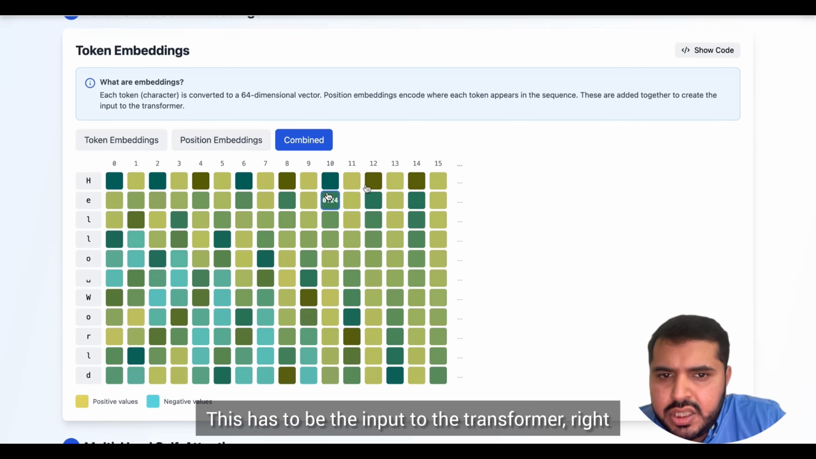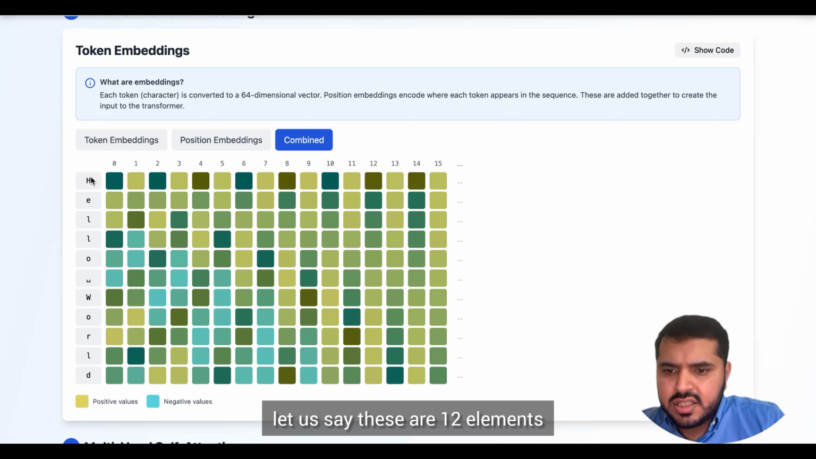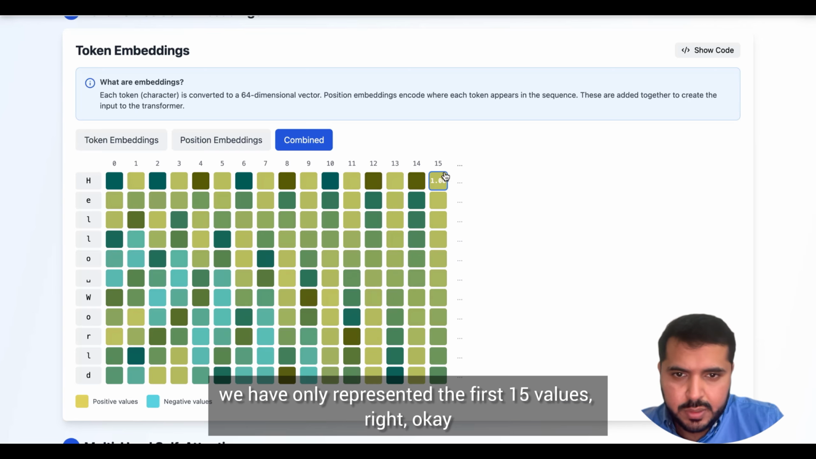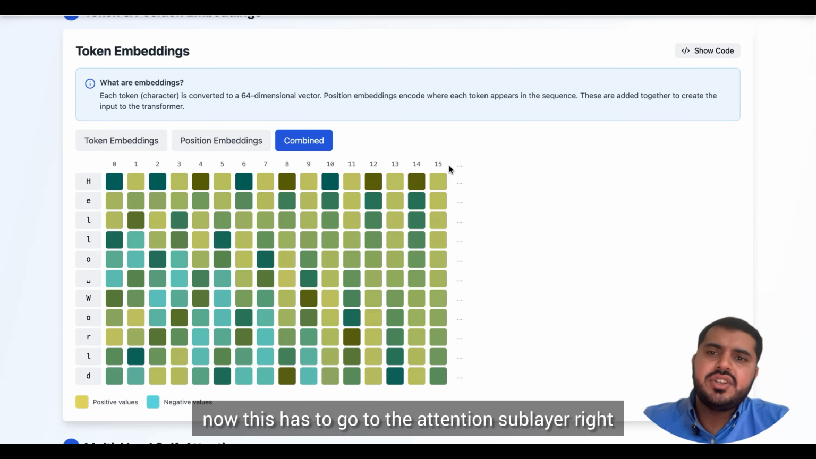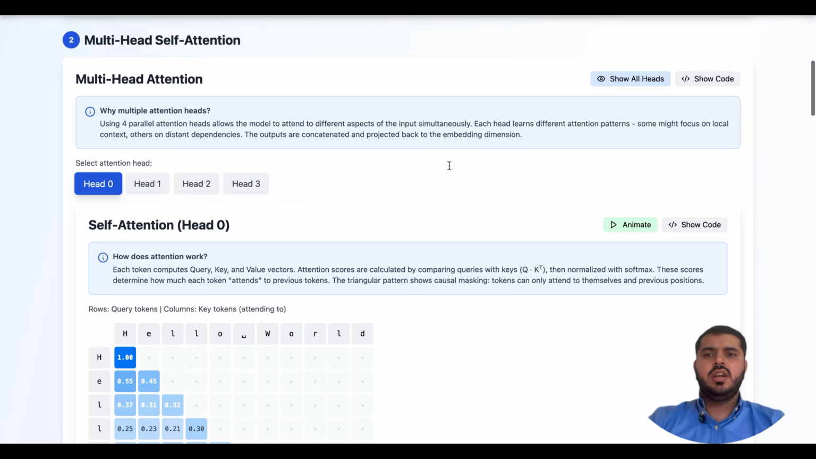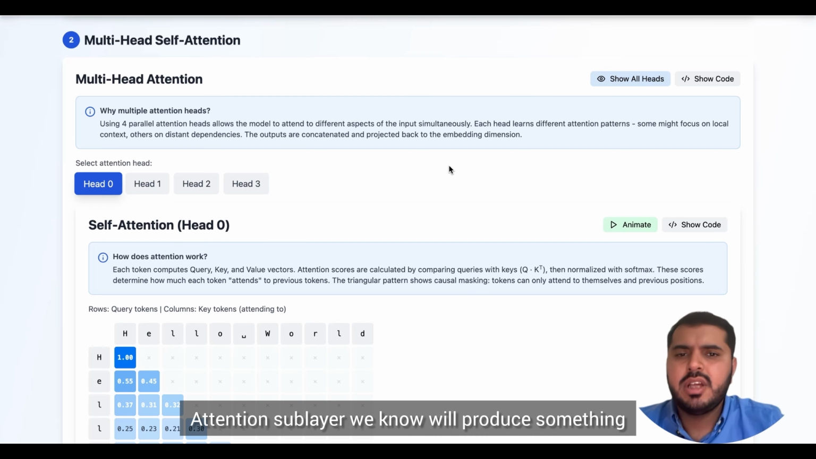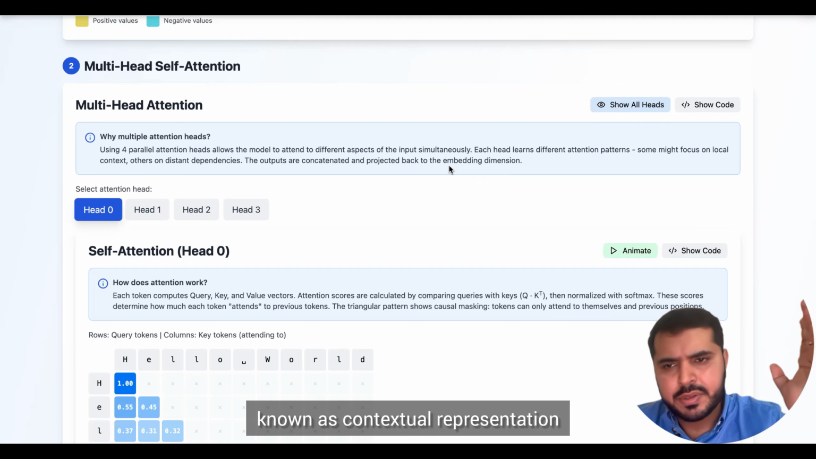This has to be the input to the transformer, right? So right now, let's say these are 12 elements. We have 12 cross 64 dimensions, right? So this is not 15, it's 64. We have only represented the first 15 values, right? Now this has to go to the attention sublayer, right? Now it has come to the attention sublayer. What will the attention sublayer do? The attention sublayer, we know, will produce something known as contextual representation.